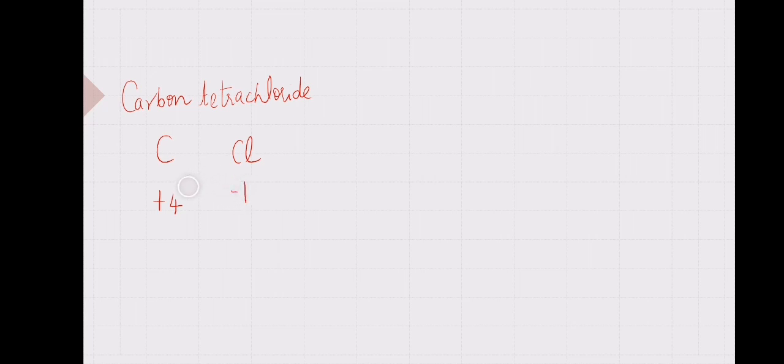Now crisscross. So this +4 will go to chlorine. This -1 will go to carbon. So C will be only 1. I said that if we have subscript 1, we will not write that. Then chlorine will have a subscript 4. So this is the formula for carbon tetrachloride, CCl4.